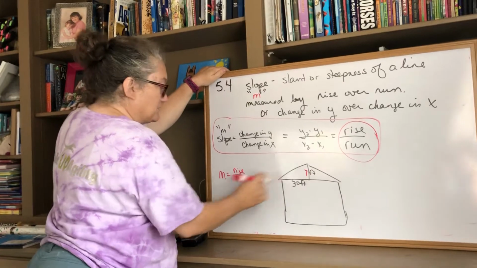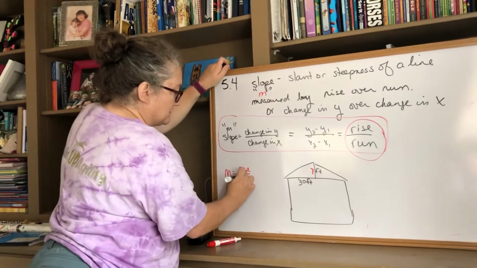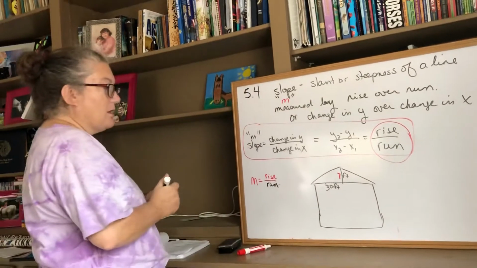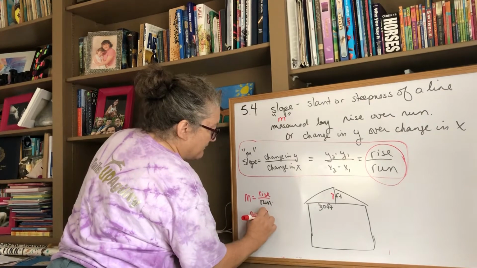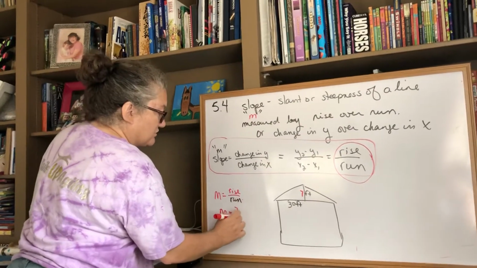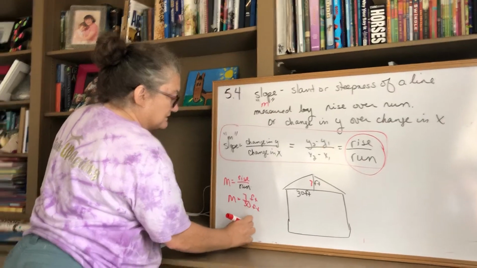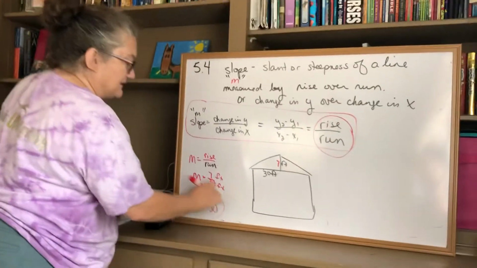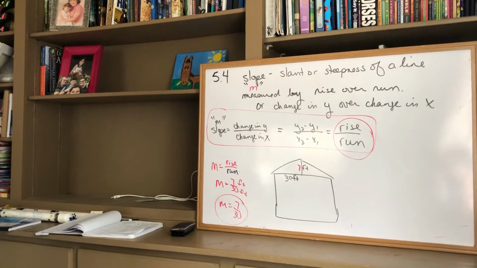Here's my rise, which is 7, and my run, I'll change colors just so you can remember where things come from. The rise is going to be 7, M equals 7 over, the run is 30, and these are feet over feet, or just M equals 7 over 30 because the feet cancel out. So for this one, the slope would just be 7/30ths.